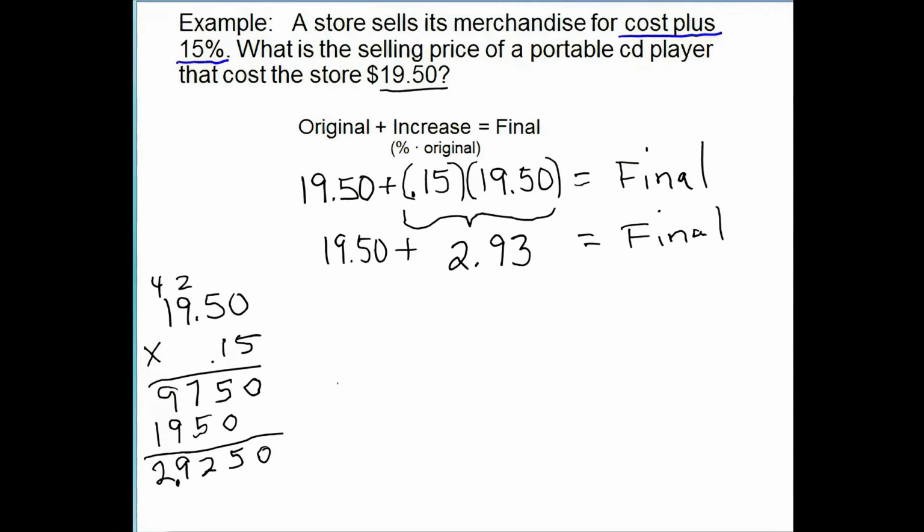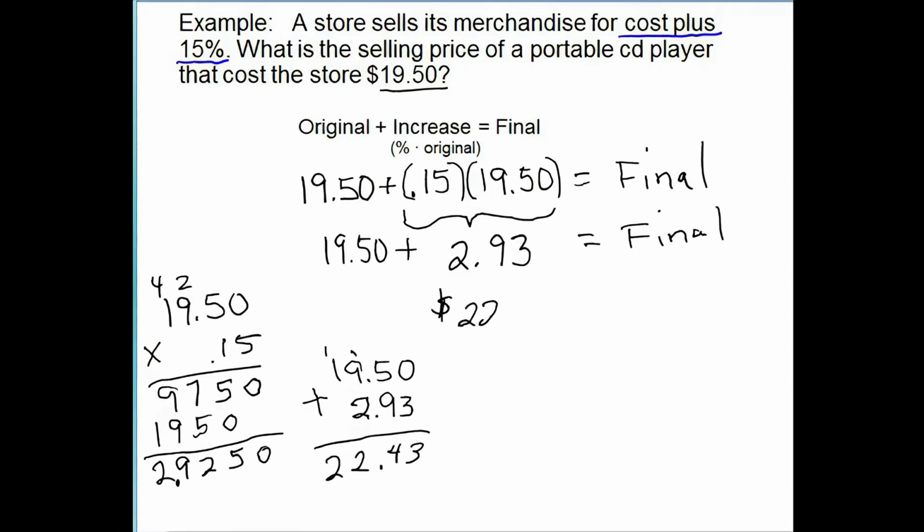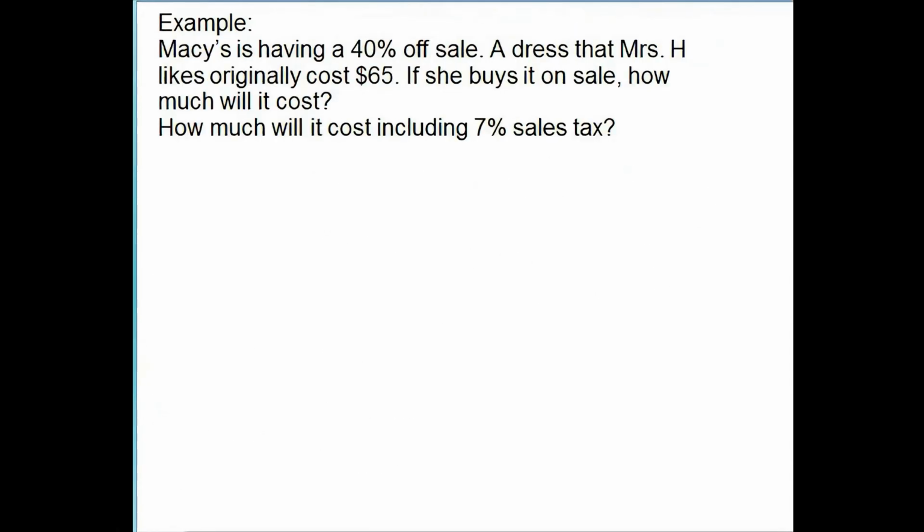To add decimals, remember you write them vertically, lining up the decimal. Decimal goes straight down. So $22.43 equals the selling price or the final price. Let's look at a next example.